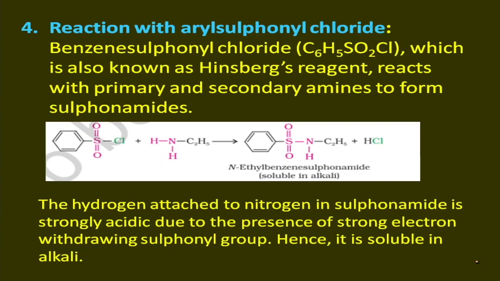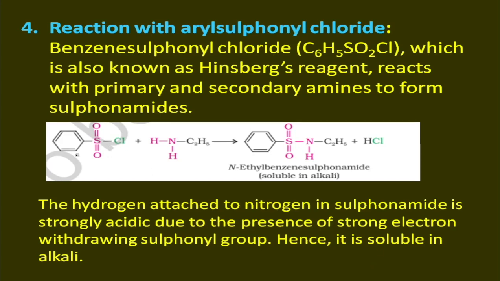Number 4, reaction with arylsulphonyl chloride. So benzene sulfonyl chloride, which is also known as Hinsberg reagent, reacts with primary and secondary amines to form sulfonamides. The hydrogen attached to nitrogen in sulfonamide is strongly acidic due to presence of strong electron withdrawing sulfonyl group. Hence, it is soluble in alkali.